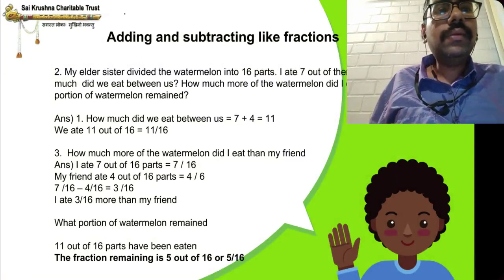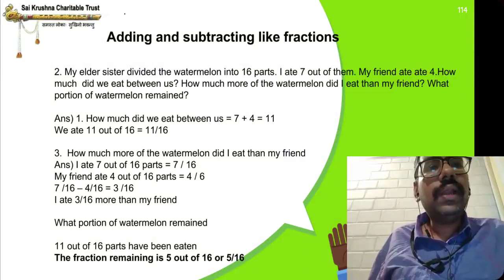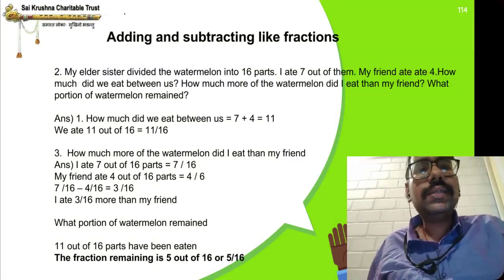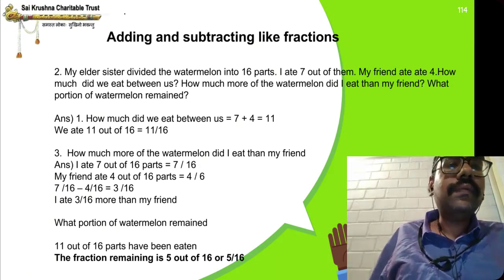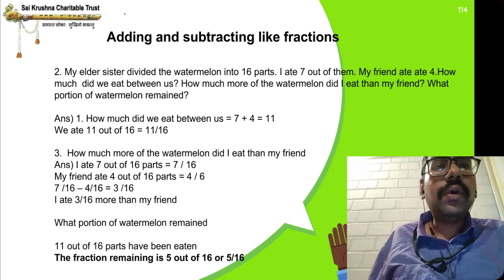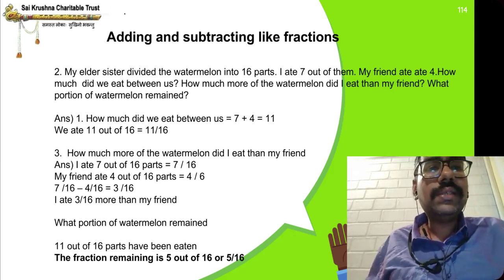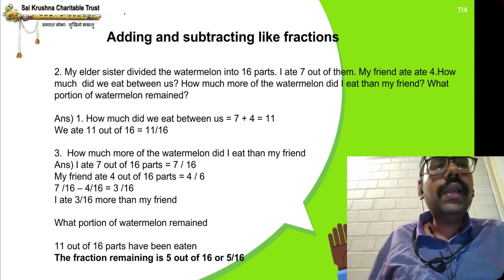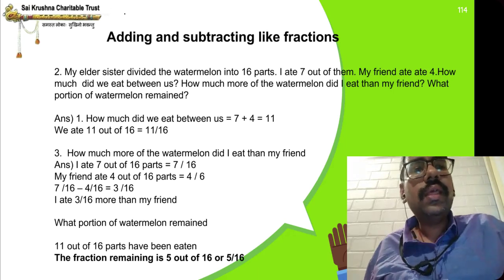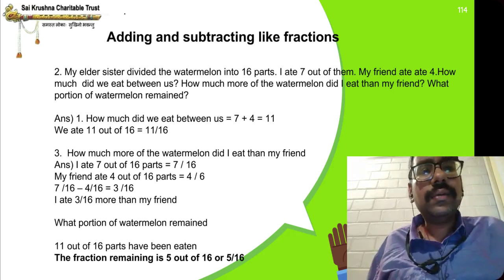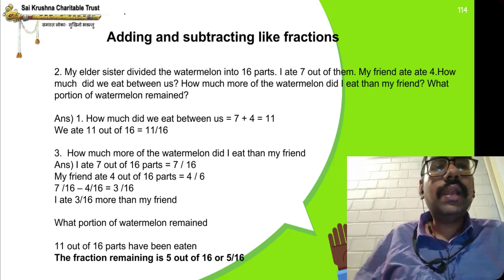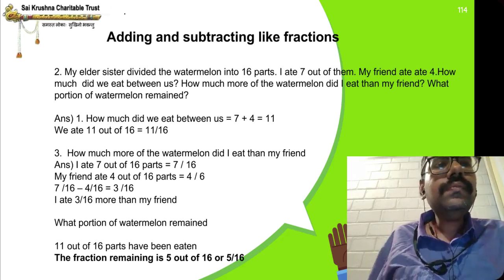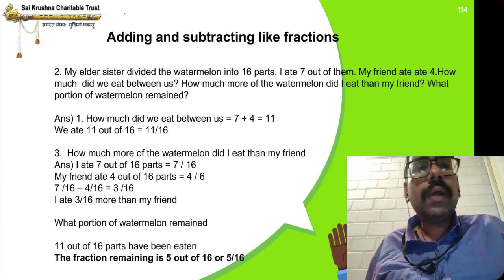Okay, second question. My elder sister divided the watermelon into 16 parts. How many parts is the watermelon divided into? 16 parts. I ate 7 out of them. My friend ate 4. How much did we eat between us? How much more of the watermelon did I eat than my friend? More means what, children? More means addition. What portion of the watermelon remained? Remain means subtraction.